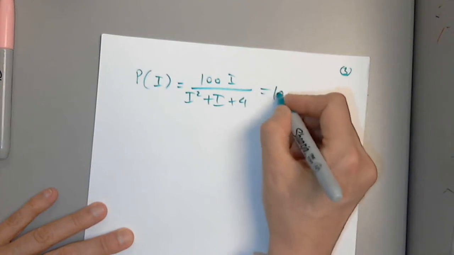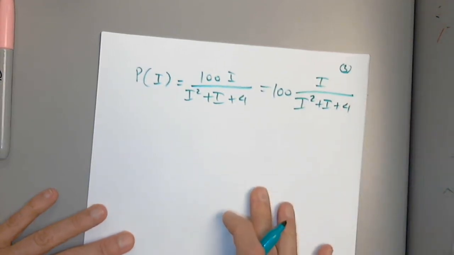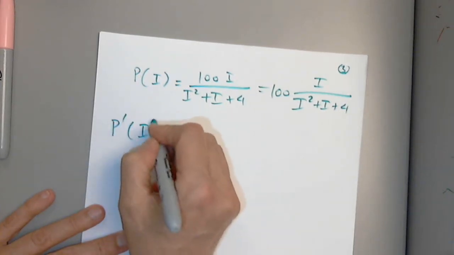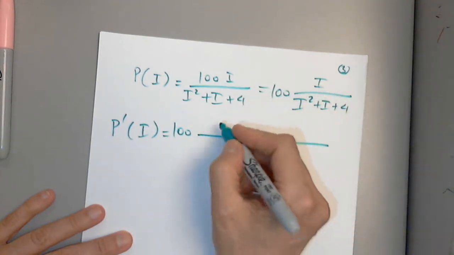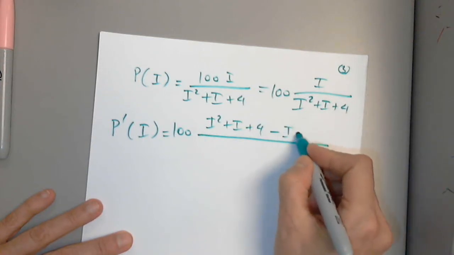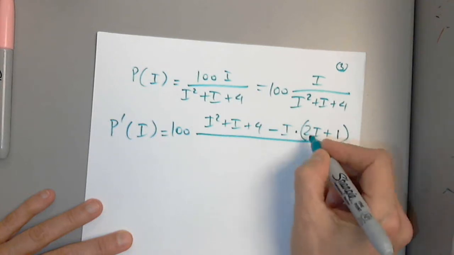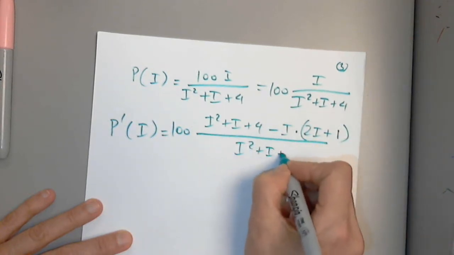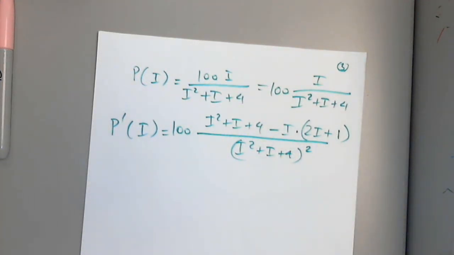Okay, so this is basically P of I equals 100 I over I squared plus I plus 4. So when I differentiate, P prime of I has 100. The numerator prime is 1, so this is I squared plus I plus 4 minus I times the denominator prime, which is 2I plus 1, over I squared plus I plus 4 squared. Now up until this point, there should be no problem. Would you agree? Yes.